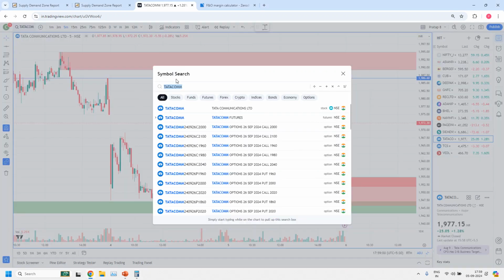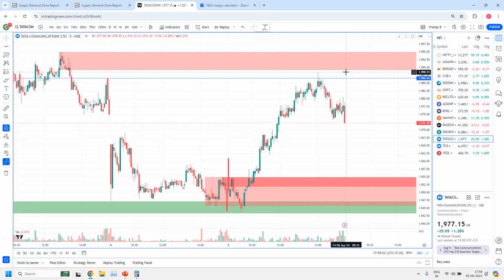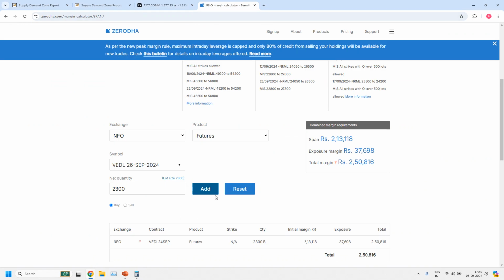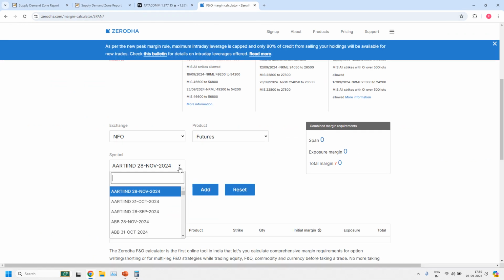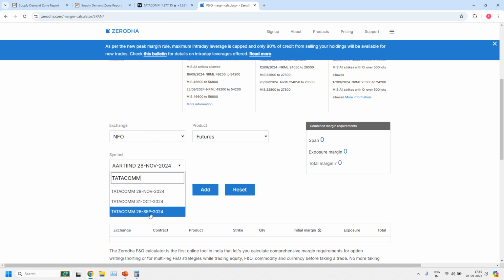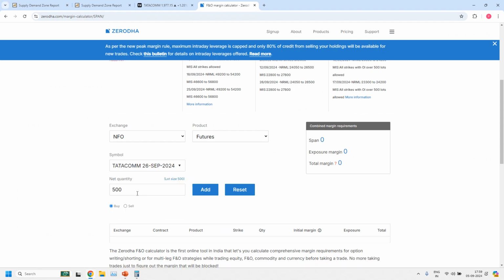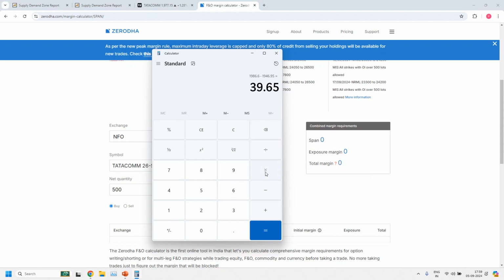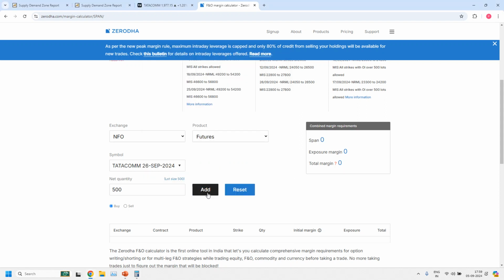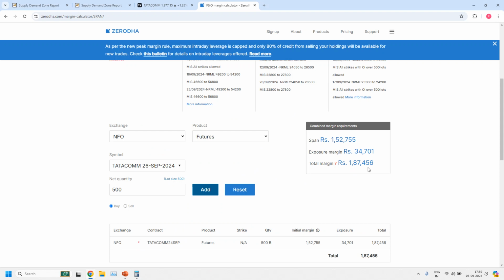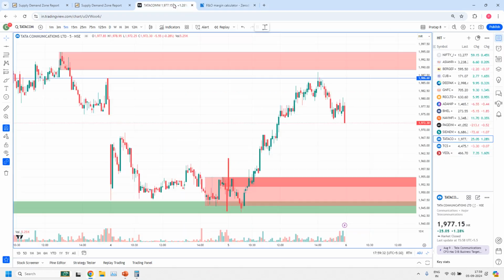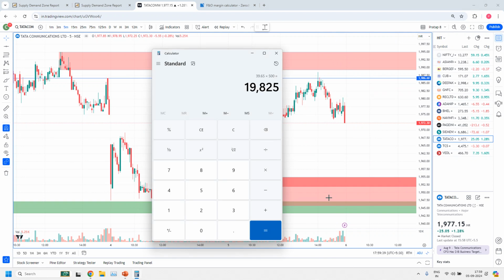So this is Tata Communication. In the margin calculator, Tata Communication, the current month expiry 26th September, the total lot size is 500. So 39.65 into 500, you got 19,825 rupees profit. What is the margin cost? 1,87,476. This is the current closing position. But you took the trade in this zone, so definitely another 1,000 or 1,500 rupees difference will be there in the margin.